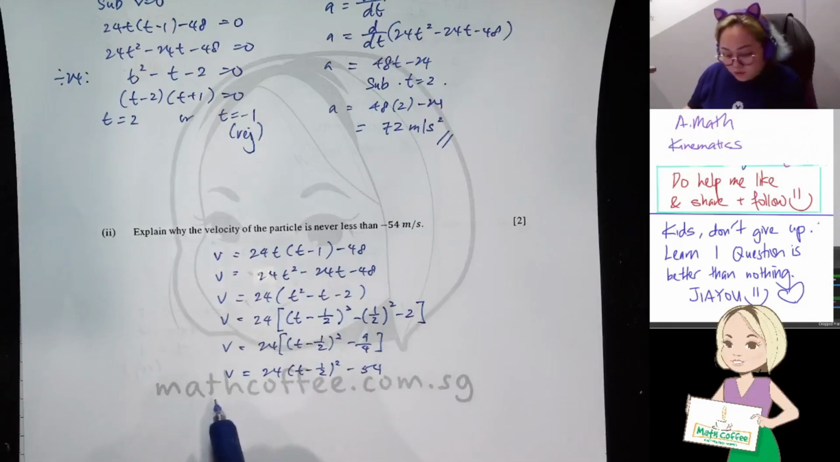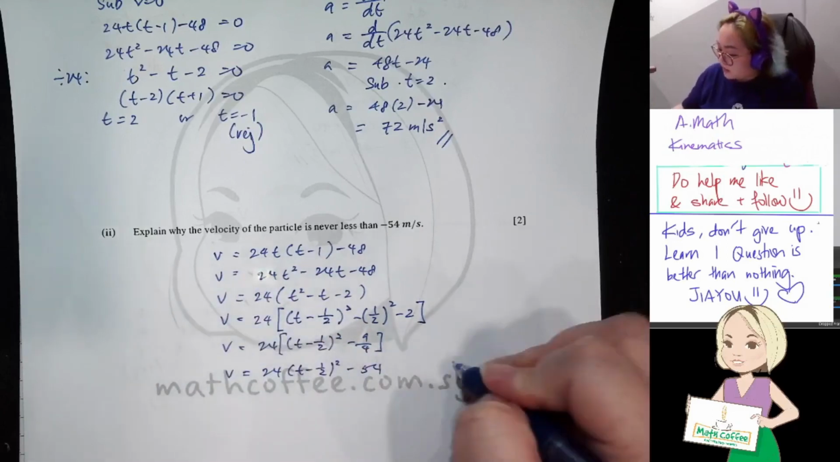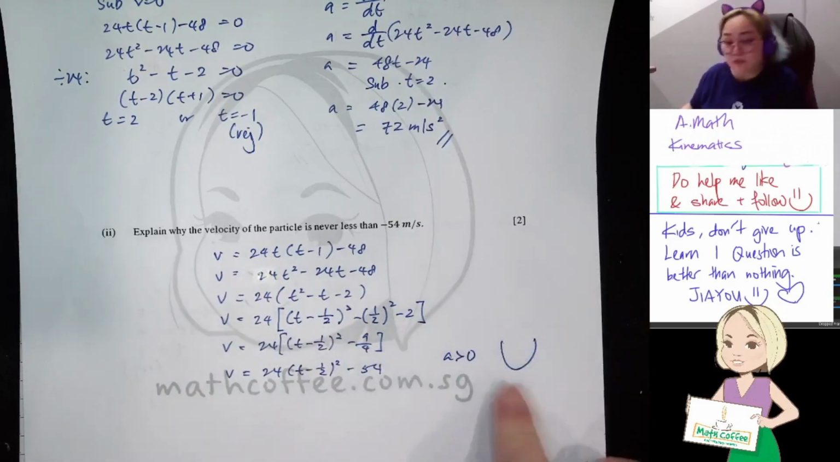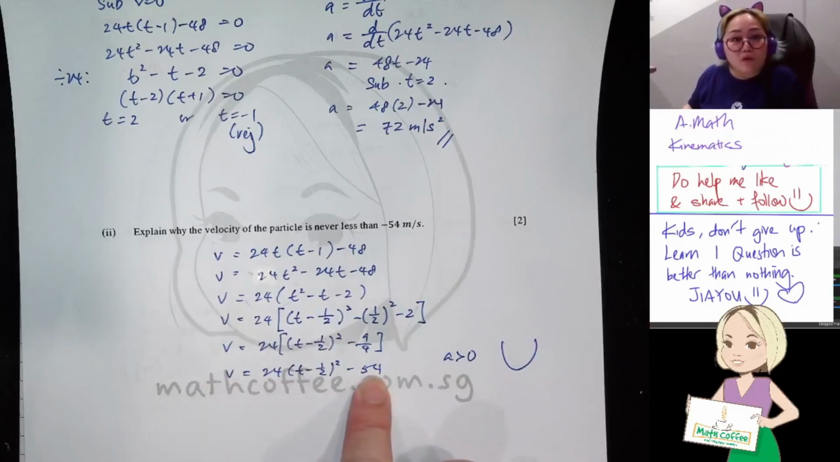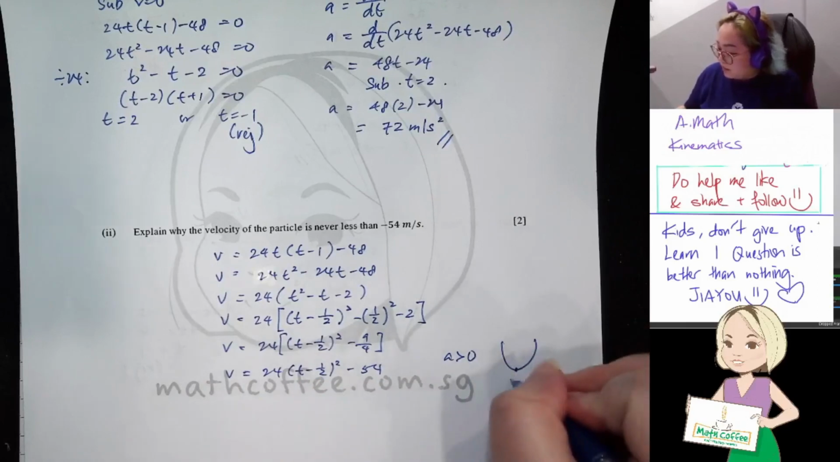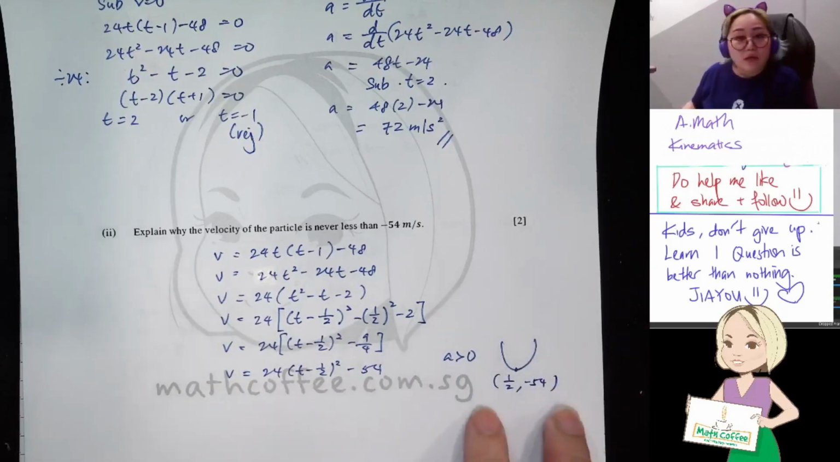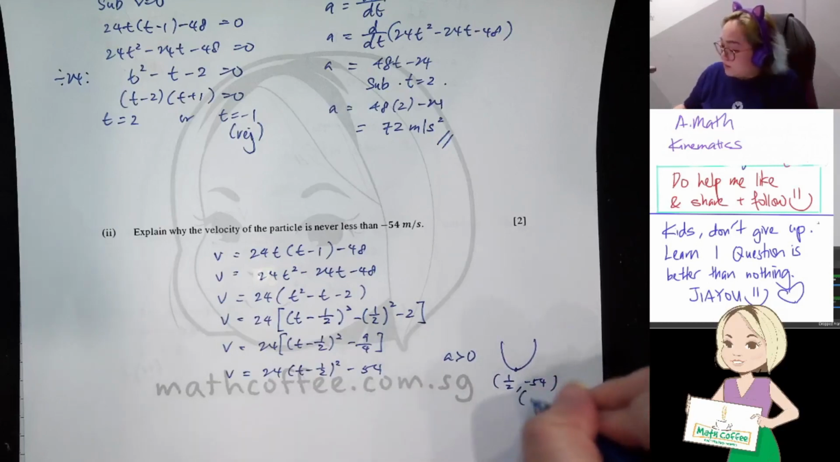Okay, so after this, look at this. This is a happy face because a is more than 0. When we put it into this form, we can easily find out what is the turning point. So with this, I know that my turning point is half comma negative 54. And what does that mean? This is minimum point.